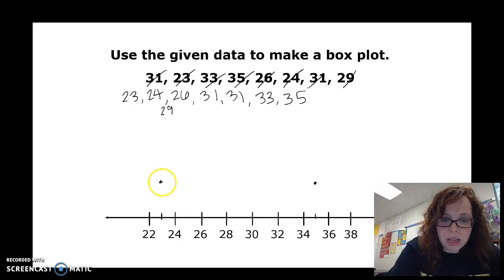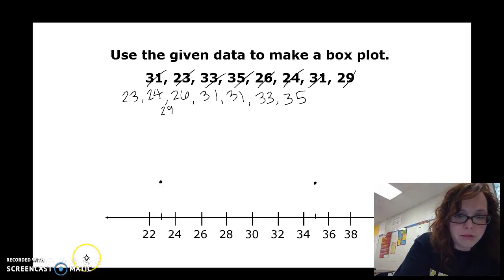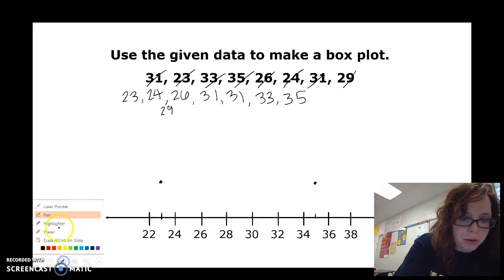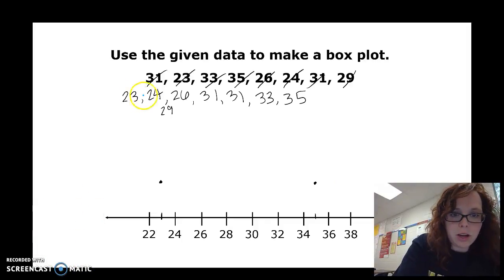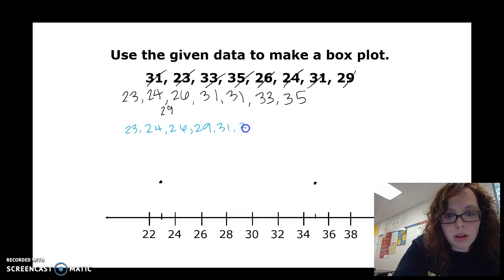So 23 is the least, 35 is the greatest. So now I'm going to find the middle numbers. So let's see, 1, 2, 3, 4, 5. Oh, wow, I'm so sorry. Let me just rewrite these. 23, 24, 26, 29, 31, 31, 33, 35. Okay, now I can do it. Sorry. 1, 2, 3, 4, 5, 6, 7, 8 numbers.